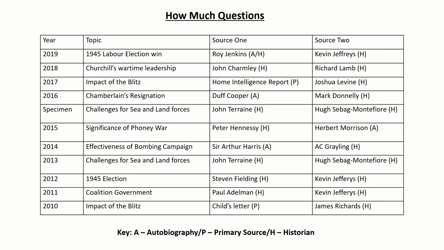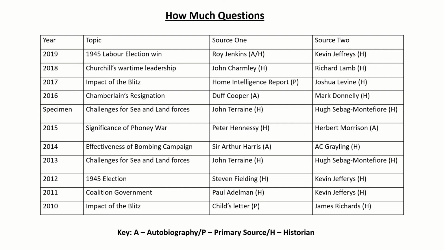So in 2019, you got Roy Jenkins with his autobiography, although Roy Jenkins is also a historian, a very good one as well. And Kevin Jeffries, who is also a historian now. Roy Jenkins is a bit of an autobiography in that one because he was actually a Labour politician. So when he's talking about the 1945 Labour election, then it becomes a bit of a blurring of the lines, much in the same way that Churchill, providing details about the Second World War, blurs the line between eyewitness and memoir and historian.